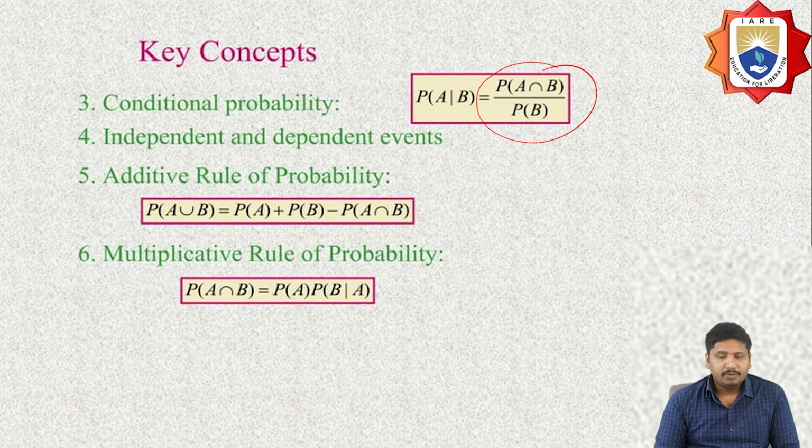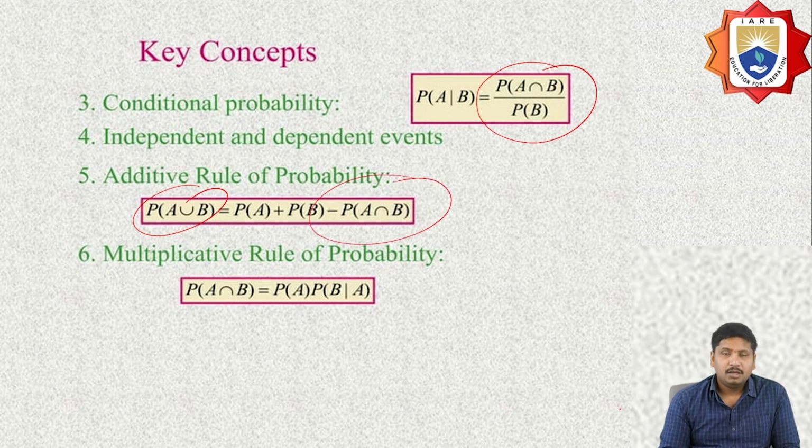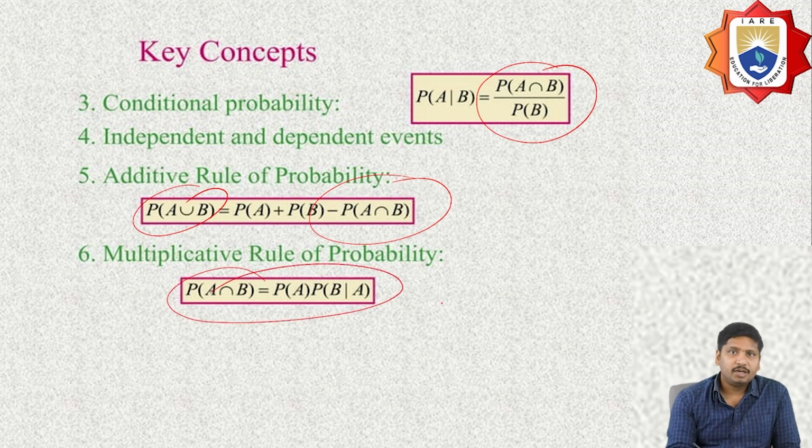Independent and dependent events are other concepts. The addition rule of probability is that the probability of A union B is equal to probability of A plus probability of B minus probability of A intersection B. So probability of A union B equals probability of A plus probability of B minus probability of A intersection B.